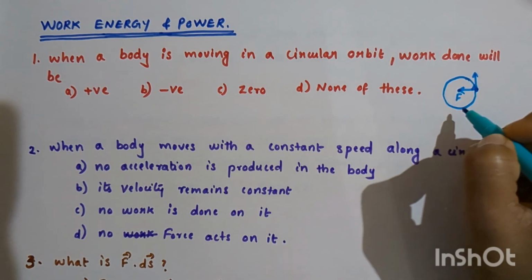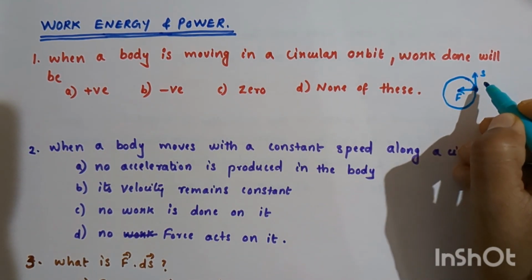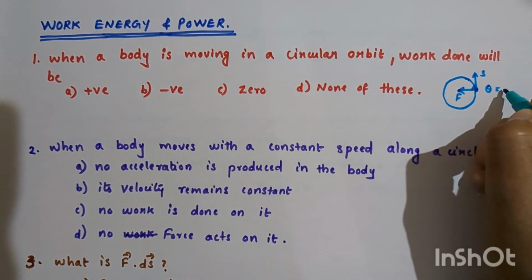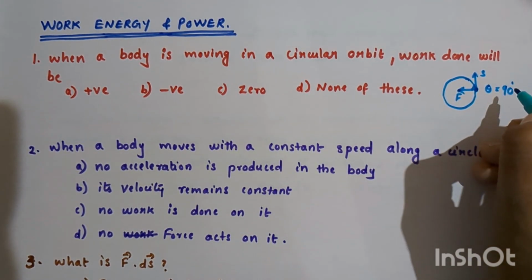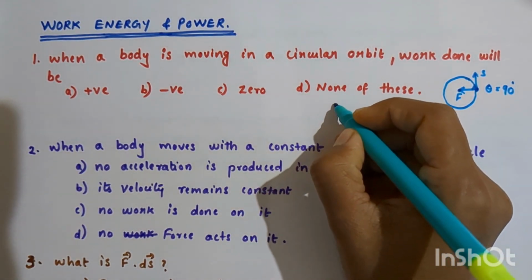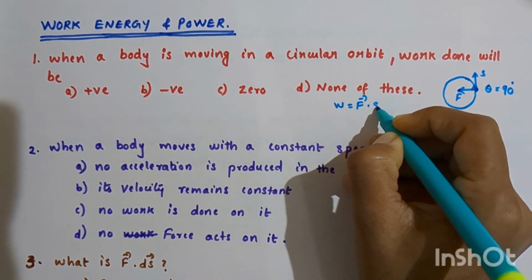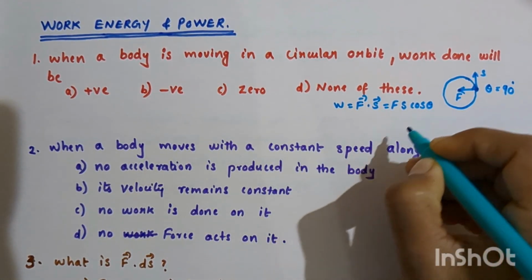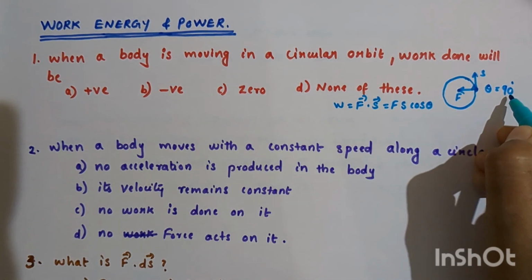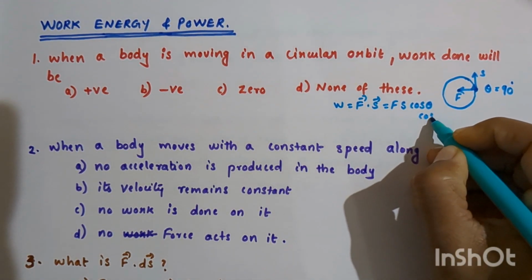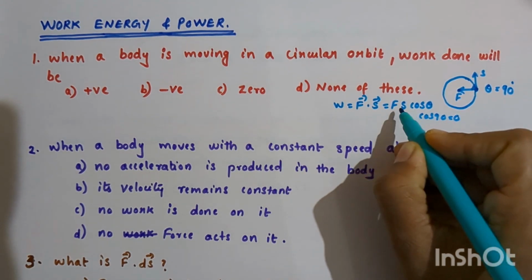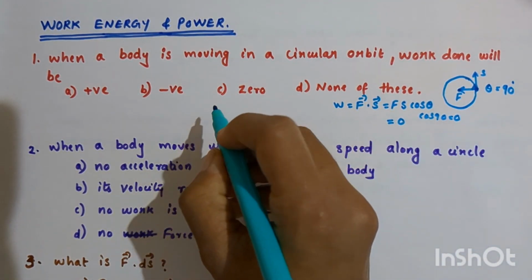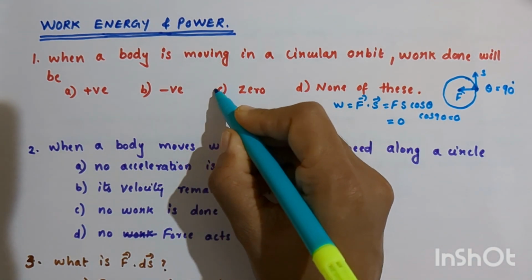So you see, all the time the displacement and force will be perpendicular to each other. That is, the angle between force and displacement will be 90 degrees. We know that work done is actually the dot product of force and displacement, which can be written as F into S into cos of the angle between them. Here theta is 90. We know that cos 90 is equal to 0. So 0 into force into displacement will give you 0. That is, the correct answer is option C, 0.